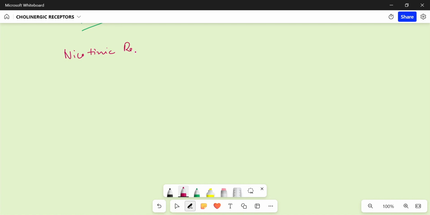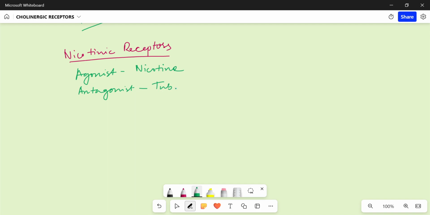Nicotinic receptors. What is the agonist of this receptor? Agonist is nicotine. It is also an alkaloid. Okay. Now, what is the antagonist? Antagonist is tubocurarine. What are the subtypes? That is NN and NM.